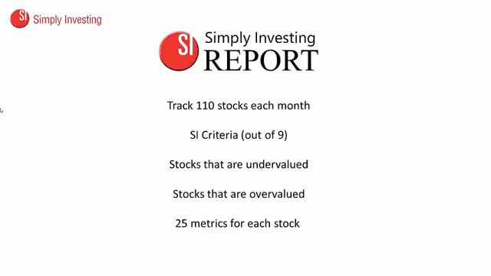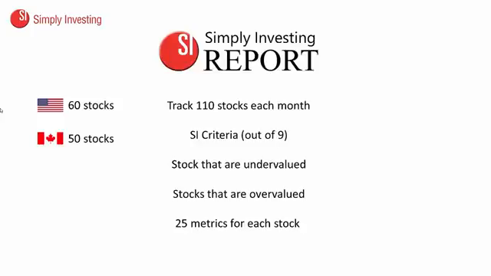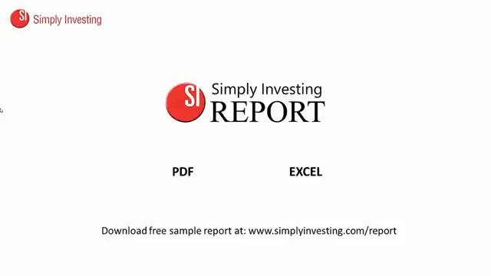So just to summarize, before we jump into the report here, we track 110 stocks each month. The SI criteria out of 9 is going to be listed in the report. We're going to tell you exactly which stocks are undervalued. We're going to tell you exactly which stocks are overvalued. And we're going to give you the 25 metrics for each stock every month. 60 stocks are going to be in the US market and 50 will be in the Canadian market. The report is available each month in PDF format and in Excel.